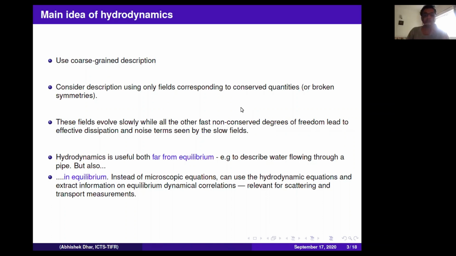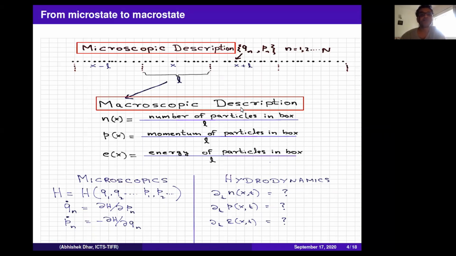So hydrodynamics is useful both far from equilibrium, for example, if you want to describe water flowing through a pipe, but also in equilibrium. In equilibrium, instead of writing the microscopic equations, you can write the hydrodynamic equations and extract useful information on equilibrium dynamical correlations. These correlations, of course, contain information about scattering experiments and transport measurements. So hydrodynamics is used in different situations. Okay, so this is the basic idea.